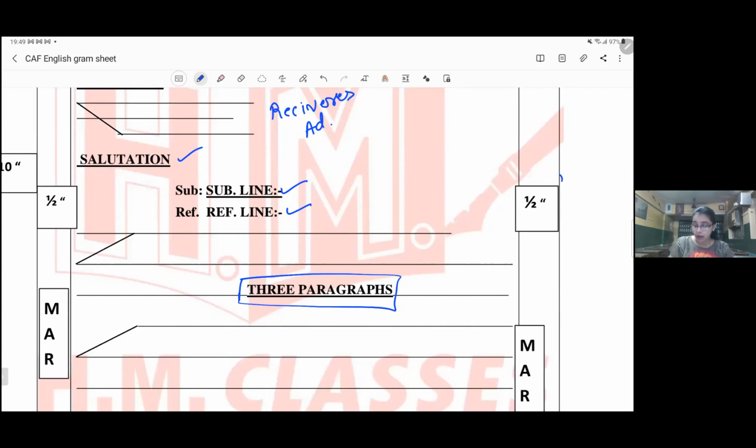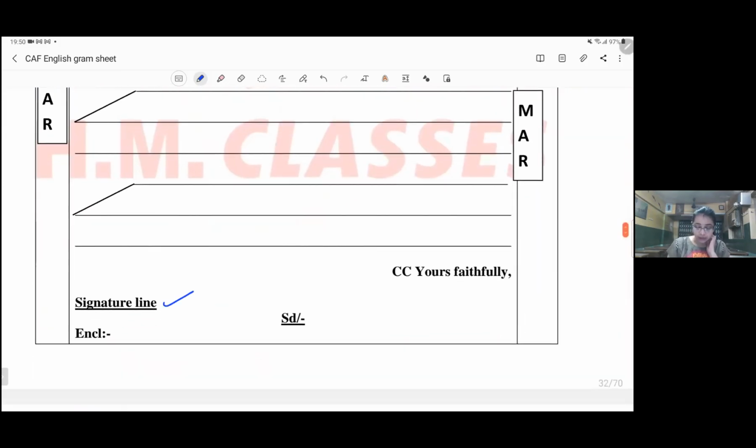See this, you are leaving margin from both the sides. Clear? You have to leave margin from both the sides. You have to draw a box, leaving the line from both the sides, that is half. Clear? Next, signature line, enclosure, sign, and complimentary clause, that is yours faithfully. Clear?